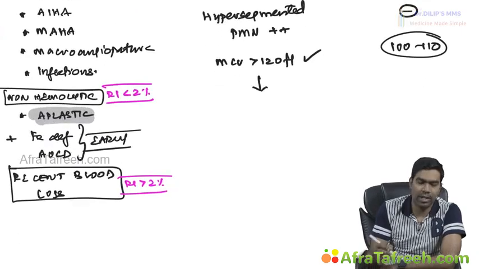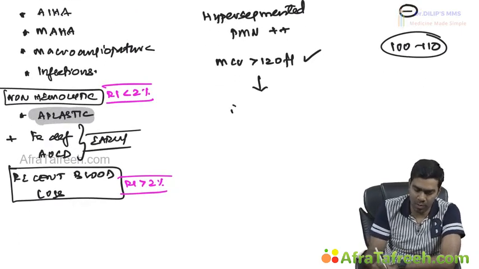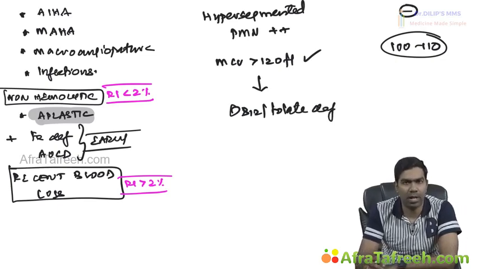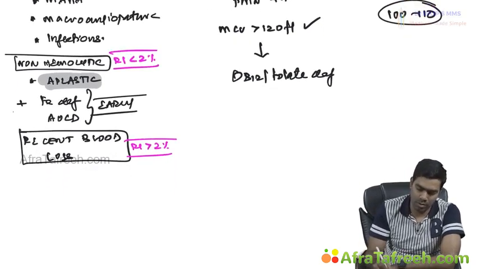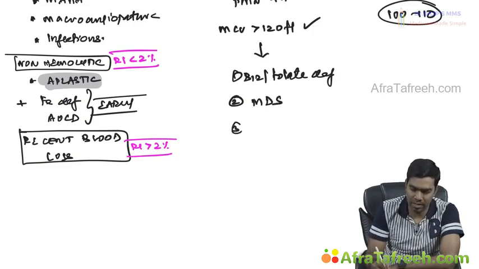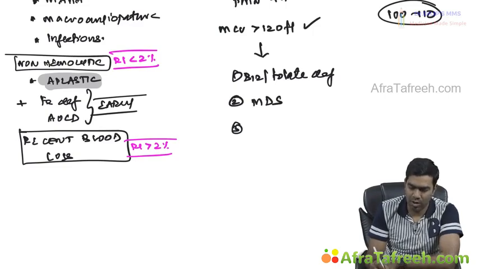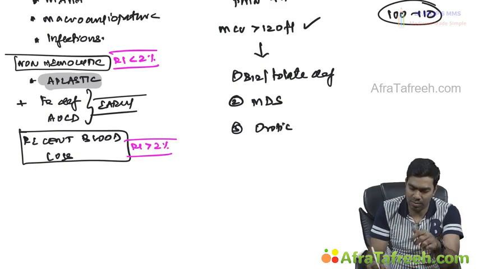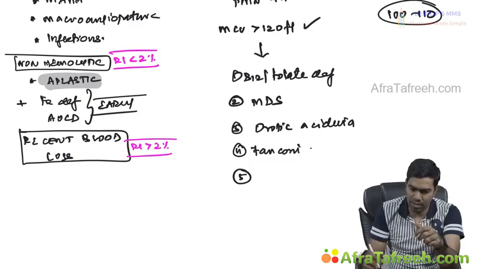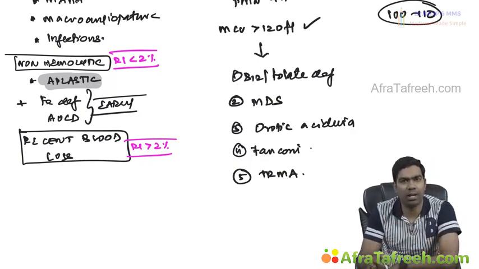Now you have to know the etiologies. Number one, the classic B12 and folate deficiency, which tends to be the most common cause of megaloblastosis, at least in India. Second, you have myelodysplastic syndrome, otherwise called MDS. Third, you have orotic aciduria. These are rare causes. Fourth, you have Fanconi anemia. And number 5, you have TRMA, that's called thiamine responsive megaloblastic anemia.